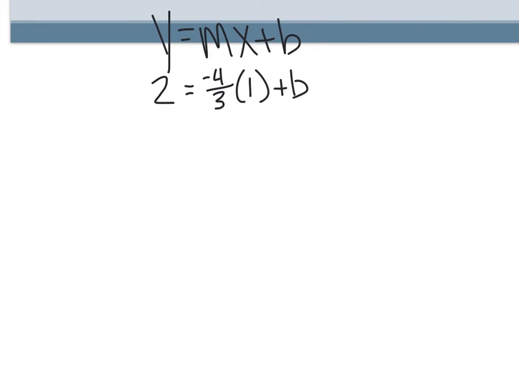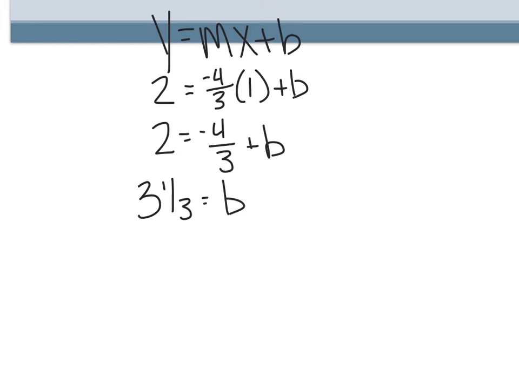I'm going to go ahead and start solving this now. 2 is equal to -4 over 3 plus b. So when I add 4/3 to both sides, I end up with 3 1/3, which is b. So I'm going to go ahead and write my function. We figured out what it is.